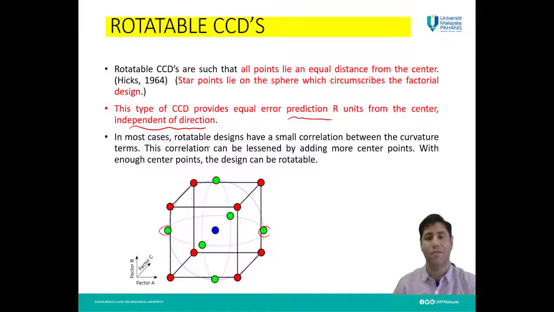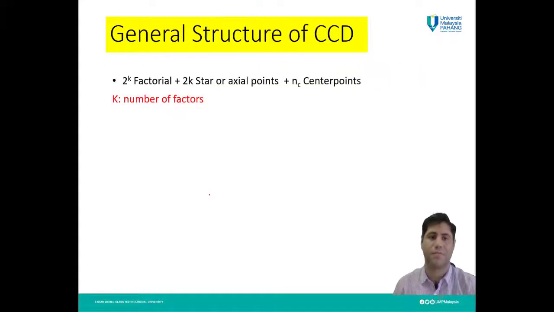And also we can reduce this correlation even more by adding more center points. So the number of center points will increase the accuracy of the model as well. And with enough center points, the design can be rotatable as well. Let's go back to the CCD design.